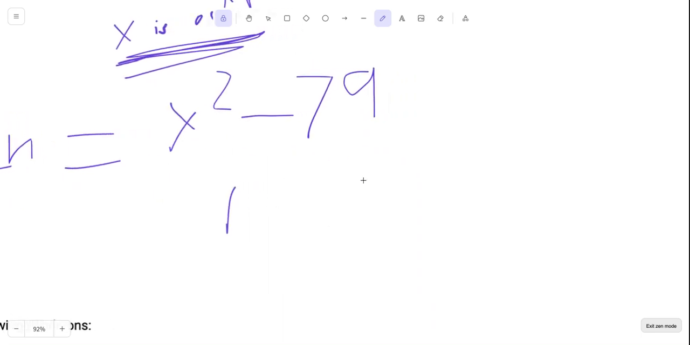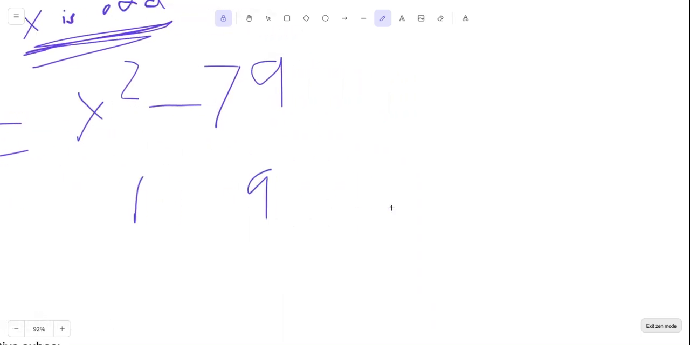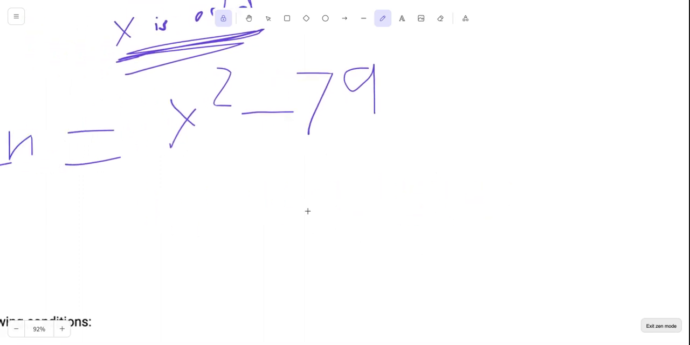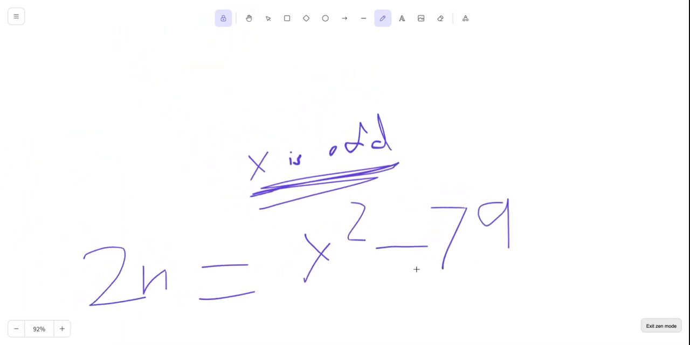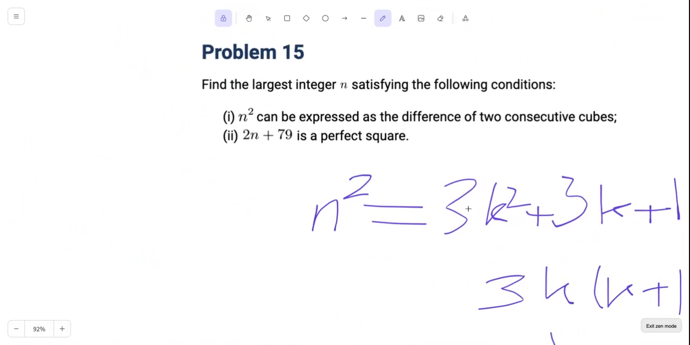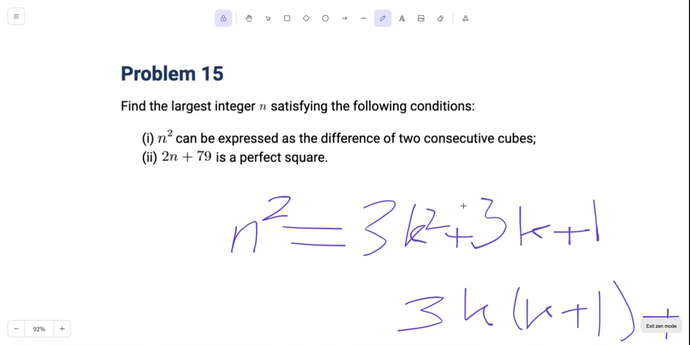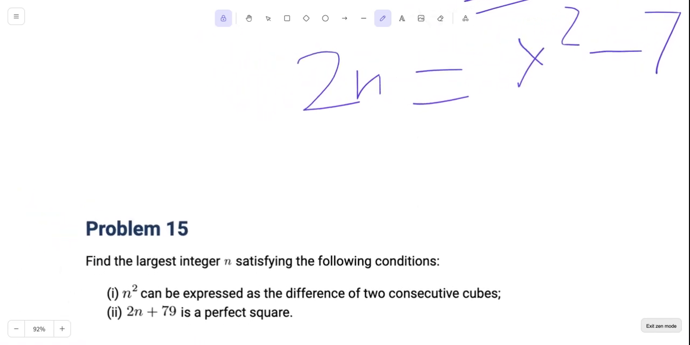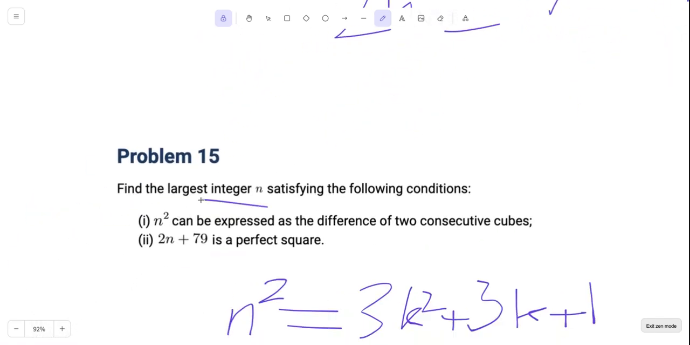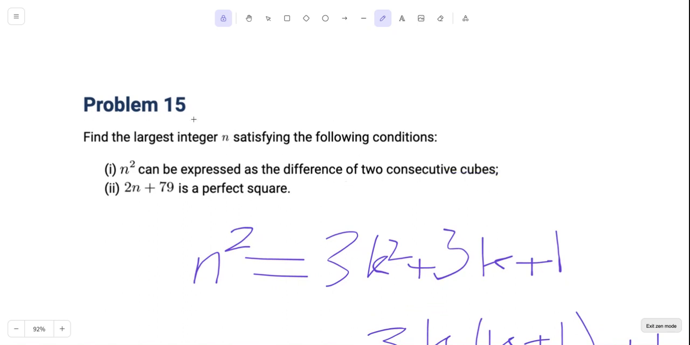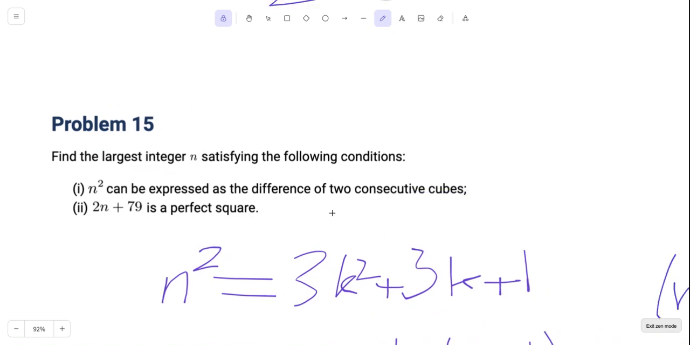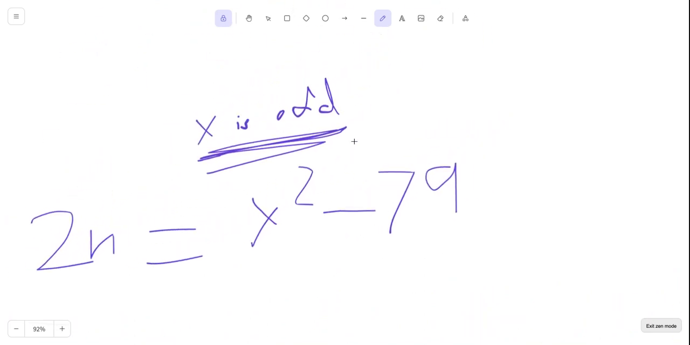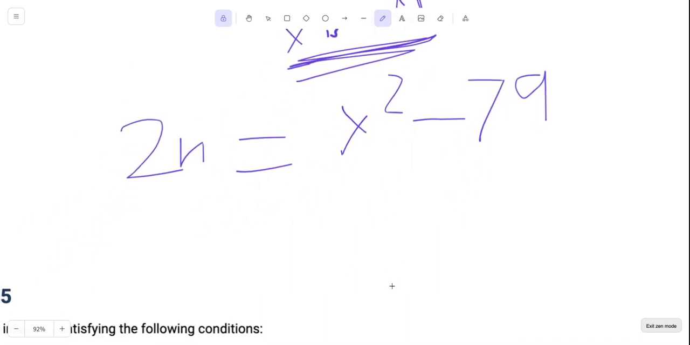We have 1, 9, 25, 49, and 81. N is obviously not 1 because n squared is not the difference of two consecutive cubes. Or is it? Well, it's the largest n. Actually, it's a difference of 1 cubed and 0 cubed, but we want the largest n. N could be equal to 1. Just keep that in mind. Anyway, okay. We have like 10 cubes to test.